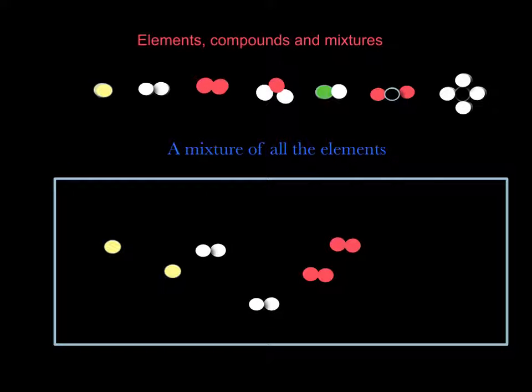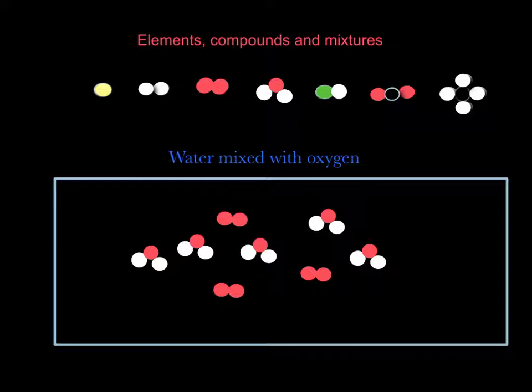This is a mixture of all of the elements because none of them are compounds and they all only have one type of element or atom. This is water mixed with oxygen because oxygen is O2 and water is H2O.